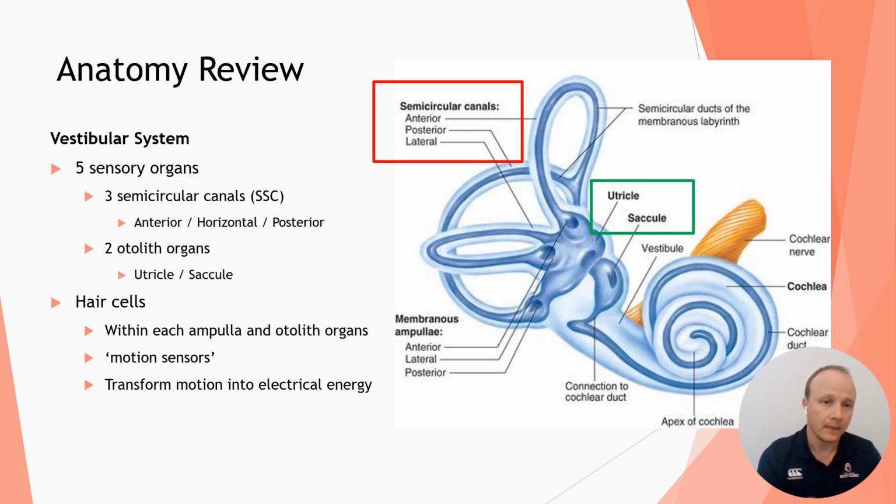A quick overview of the anatomy. We have 5 sensory organs. We have 3 semicircular canals, and they're essentially in 3 dimensions. Think of these like spirit levels. Every time you move your head, turn side to side, the fluid within those canals is trying to level out, and that sends a message back up to the brain and tells us what's going on.